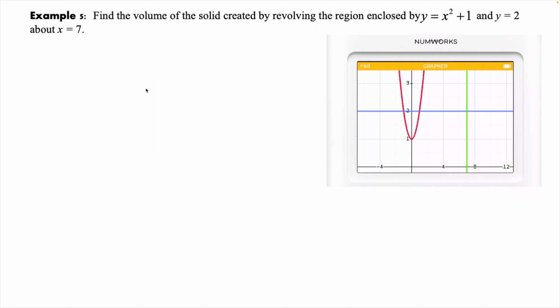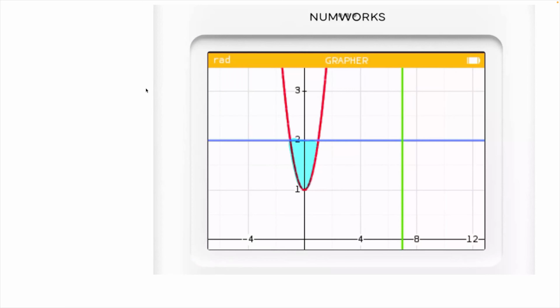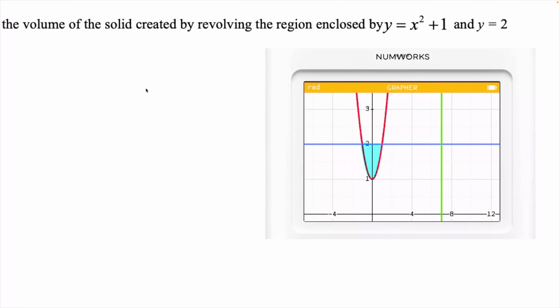Okay, the second part is where is it revolving around? Which of the lines is it revolving around? The blue, x equals 7 or y equals 2? The green. The green on mine, right? And might be on yours too. That's x equals 7, right? That guy is x equals 7. This guy is y equals x squared plus 1. And this guy is y equals 2, right? I always put names on there just so that I know which one's which. Okay?